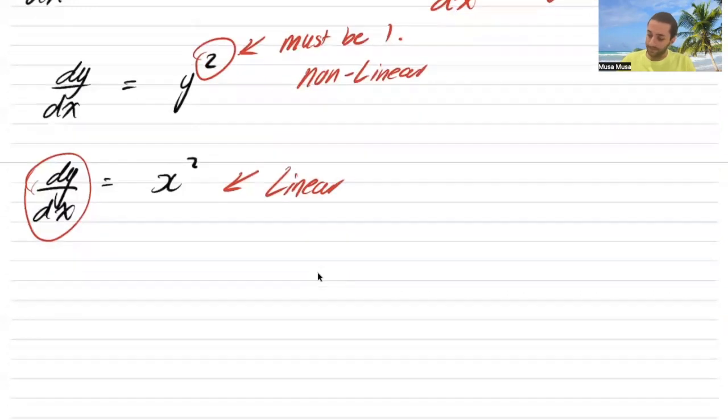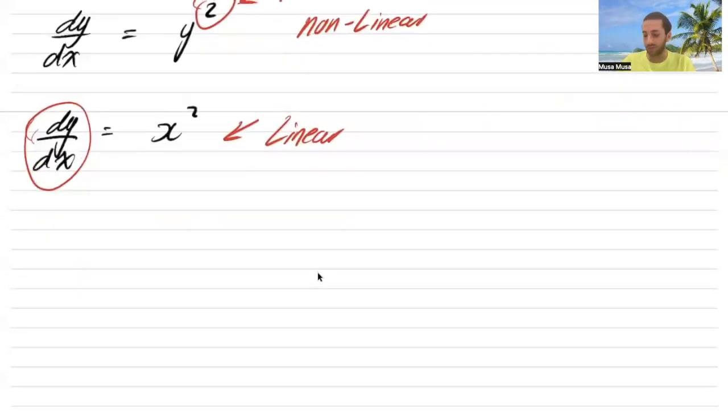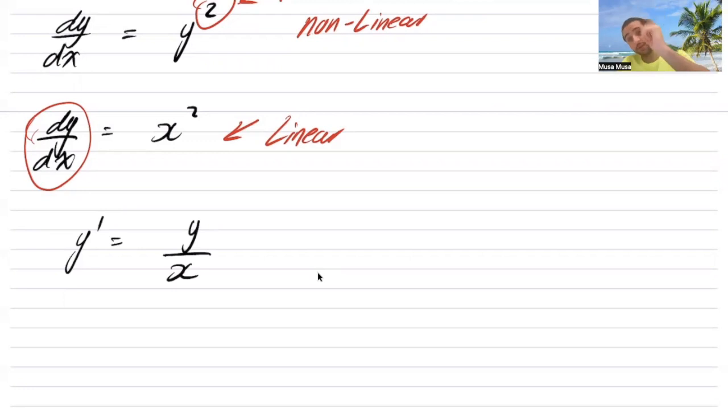I said we'll finish, but I think we'll do 2 more. Actually, let's change this up a bit. y dash equals y over x. Linear or non-linear? I think it's linear because y is still to the power of 1 and it's still dy/dx on its own. So we haven't changed anything. We don't have a higher power of y or anything like that.